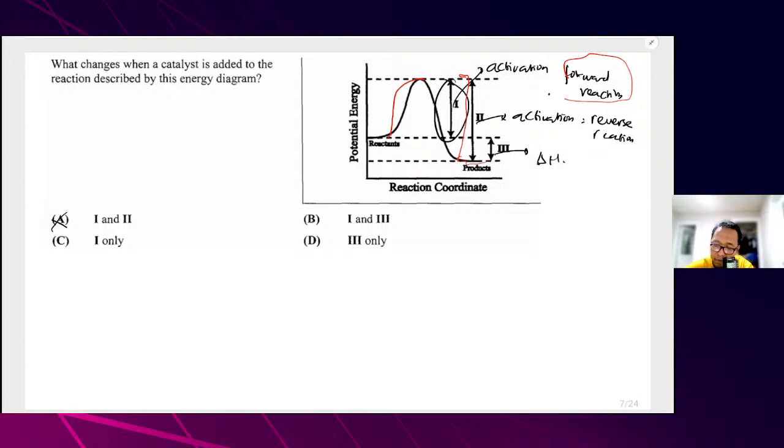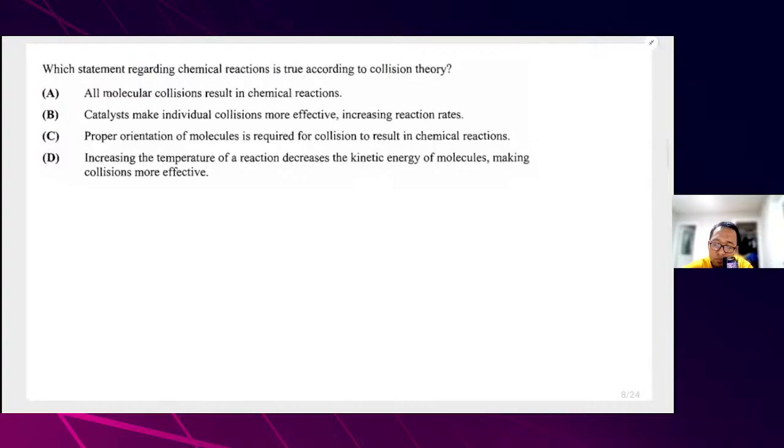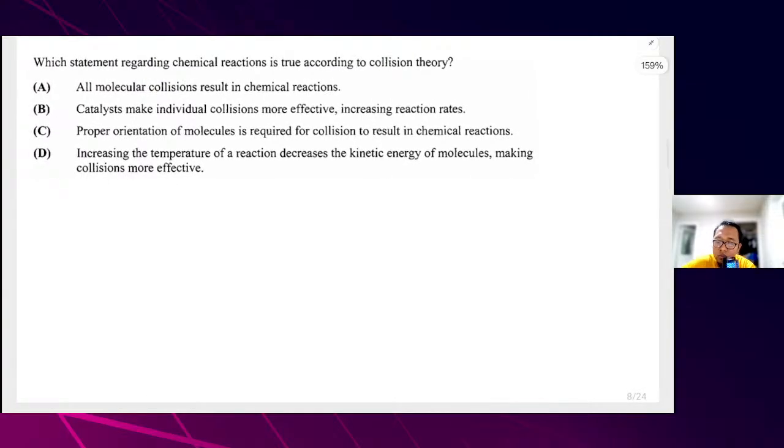Right. Now, which statement regarding a chemical reaction is true according to the collision theory? According to collision theory, all molecular collisions result in a chemical reaction. To deal with this question, we need to know what the collision theory is.